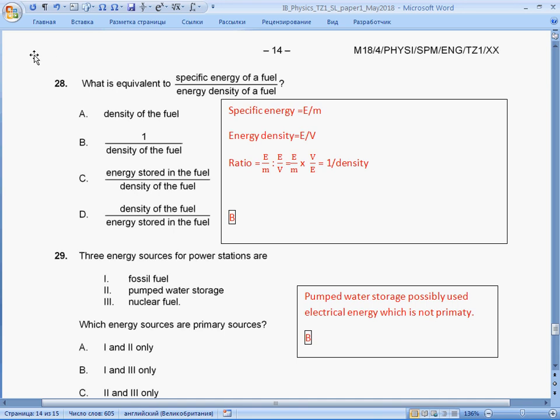28. What is equivalent to specific energy of fuel over energy density of fuel? Specific energy of fuel is energy per kilogram, energy density is energy per volume. We divide and we get mass over volume inverted, which is 1 over density. So answer B.